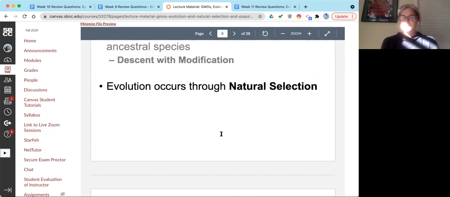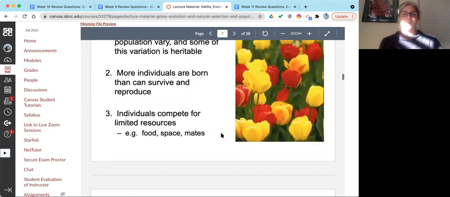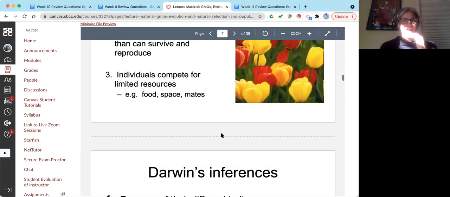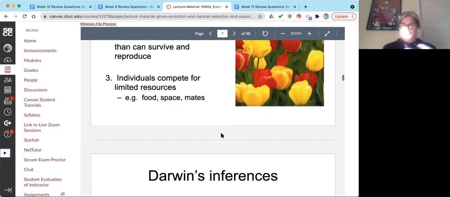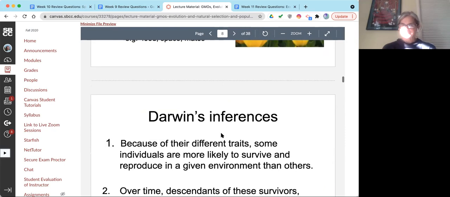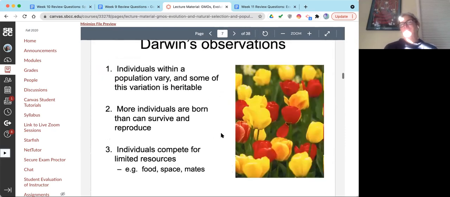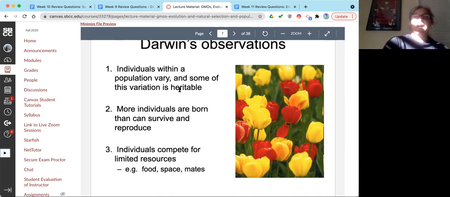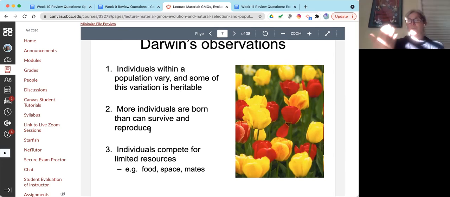Okay, here are the two parts. All right. So again, just to make clear, and here it's stated, the observations are that individuals vary, and that's genetic variation, it's heritable variation, and that's within a population. Within a population is an important component of that. It's not across species.